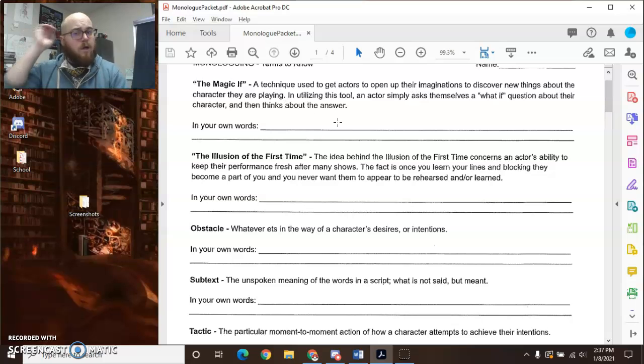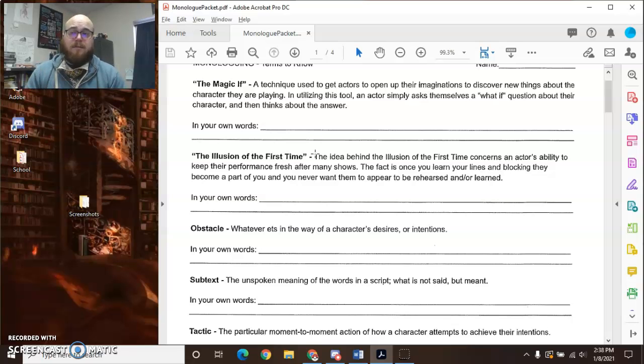The first term to know is the magic if. This, as you can read, is a technique used to get actors to open up their imaginations. It is simply asking, what if I was this character? What if I was George? What am I feeling? What do I want to happen? What has brought me to this point? Asking yourself these questions helps you get an understanding of what that character's feeling. And if you know what they're feeling, you can more accurately pretend to be them on stage.